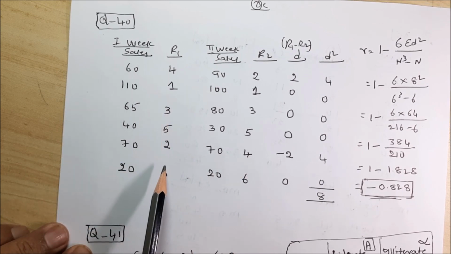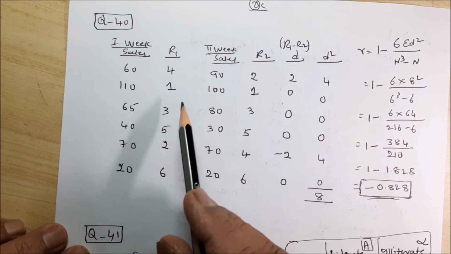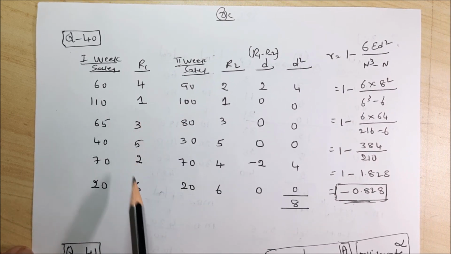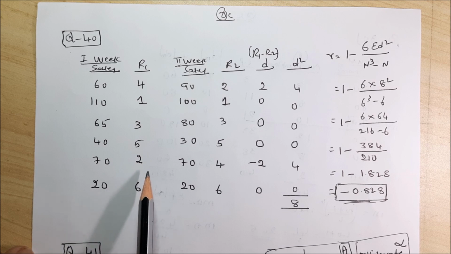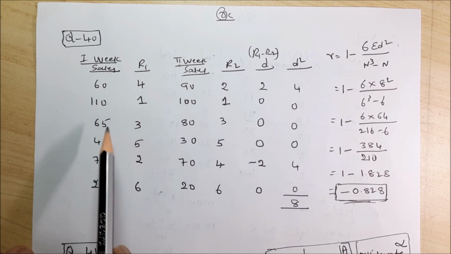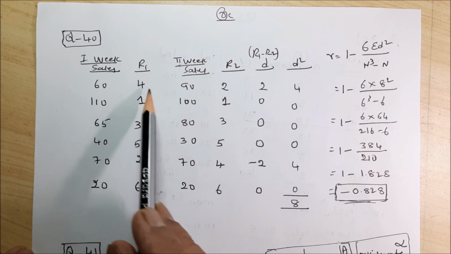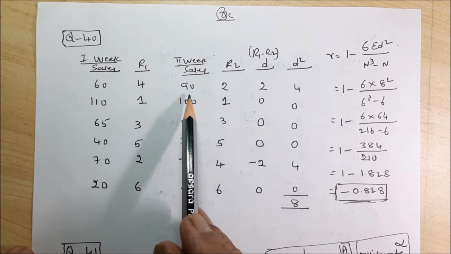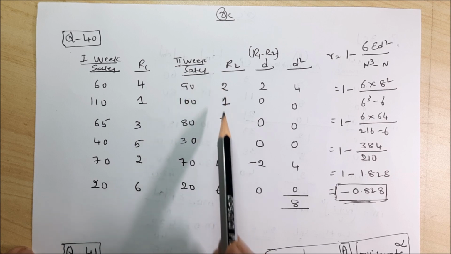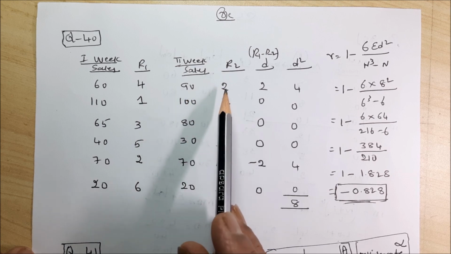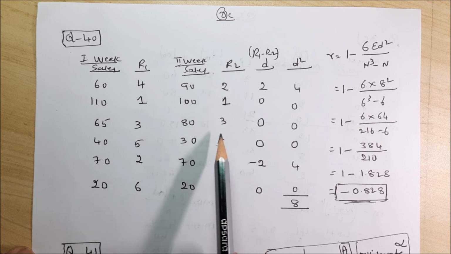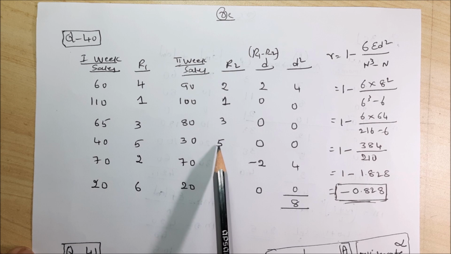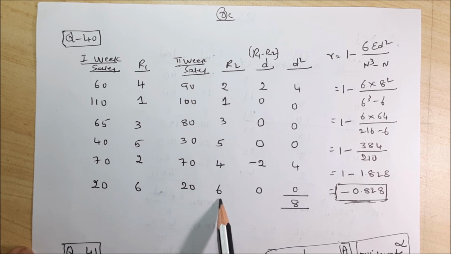Then you have to put rank, from highest. So 110 first rank, then 70 second rank, then 65 third rank, 60 fourth rank, then 40 fifth rank, 20 sixth rank. Then here, first rank is 100, second rank is 90, then third rank is 80, then fourth rank is 70, then fifth rank is 30, sixth rank is 20.